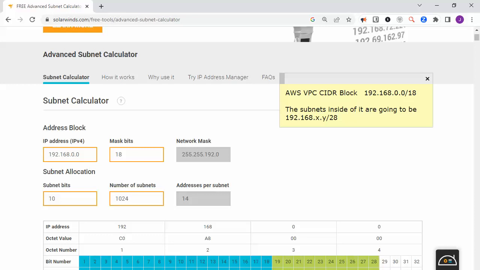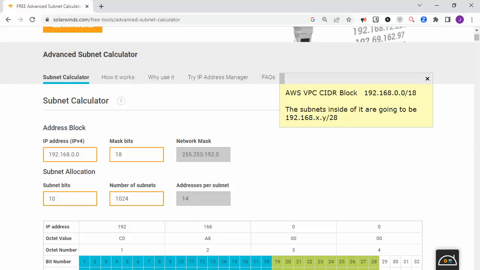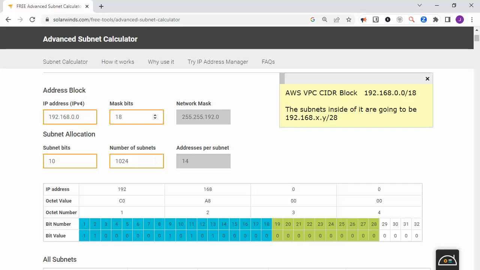Now, in general, whenever we're working with AWS, we have the normal case. Let's use one of the usual ones that we can use, 172.16.0.0. Normally, the number of mask bits that we're going to use for our VPC is going to be 16. So that's this 16 here.